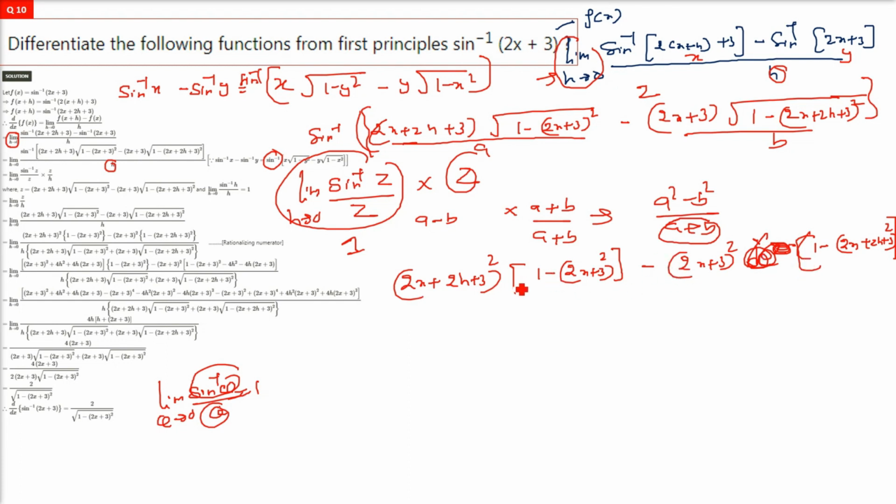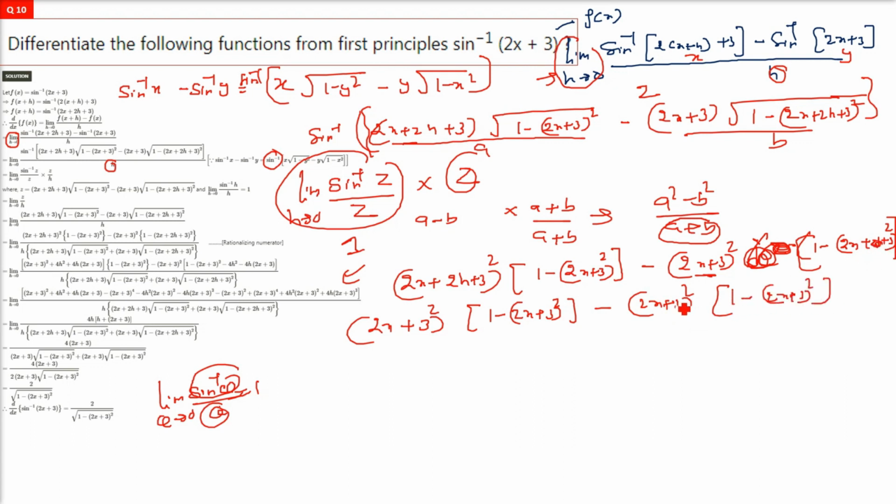If you put h as 0 and you get some untoward situation, then you have to solve it. You have to open all this, 2x plus 2h plus 3 whole square. You have to open it, a plus b plus c whole square. You have to know the formula. I'm just putting h as 0 and you will see what will happen. If you put h as 0, 1 minus 2x plus 3 whole square, and minus, again this is 2x plus 3 whole square. Now put h as 0 here. So 1 minus 2x plus 3 whole square. So if you put h as 0 in the numerator, without even solving it, you will get a 0 in the numerator. That is not what we want.